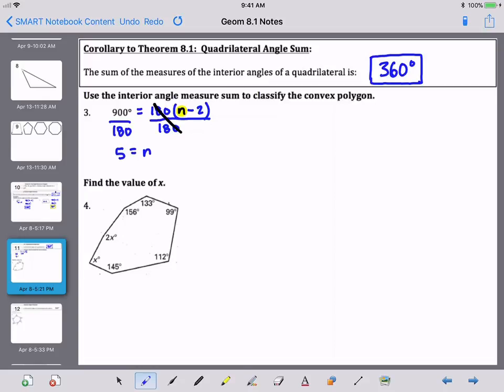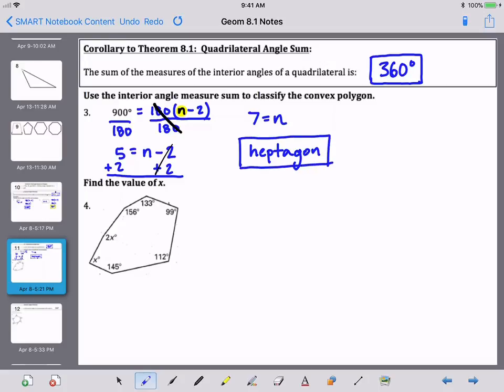So we end up with 5 equals n minus 2. To get n by itself, we're going to add 2 to both sides. So these here will cancel, and we get 7 is equal to the number of sides. Any 7-sided polygon is called a heptagon. So that would be the type of polygon that we have if it adds up to 900 degrees.